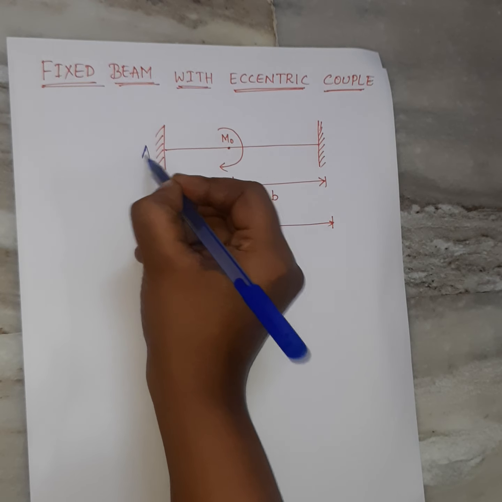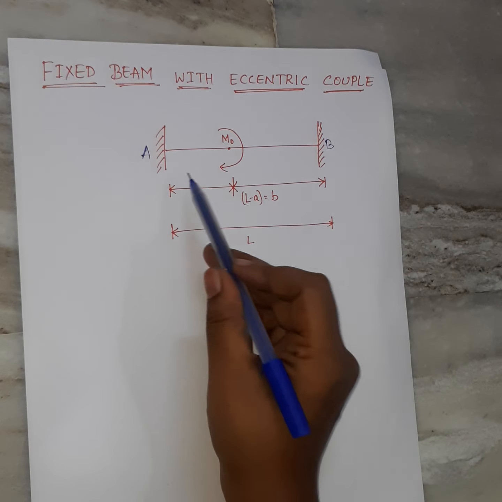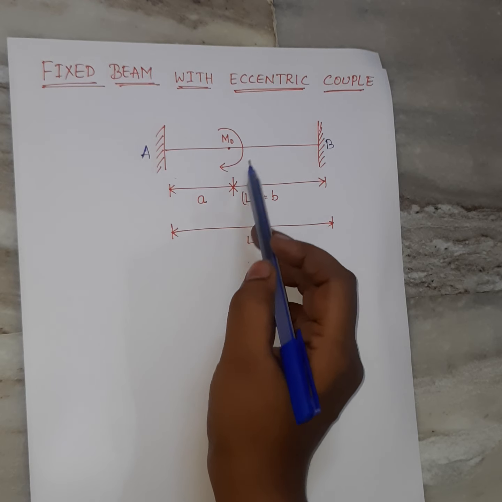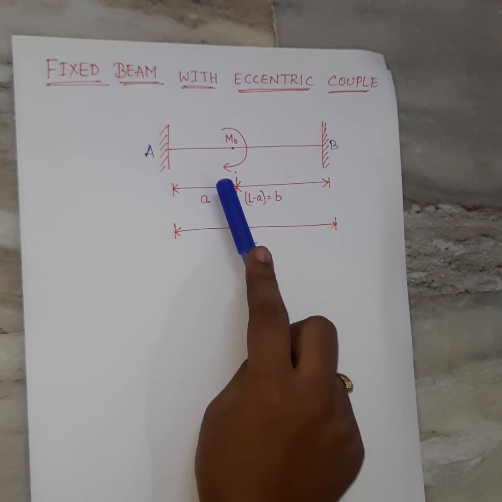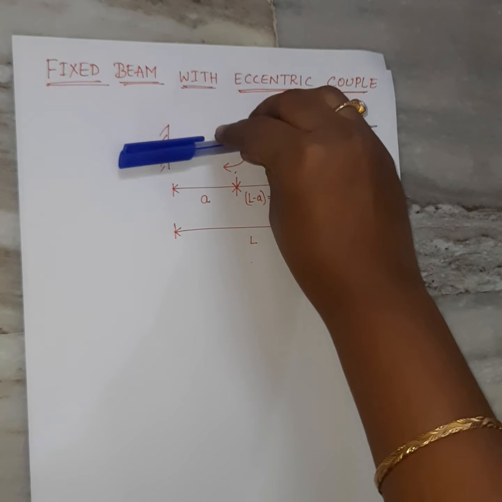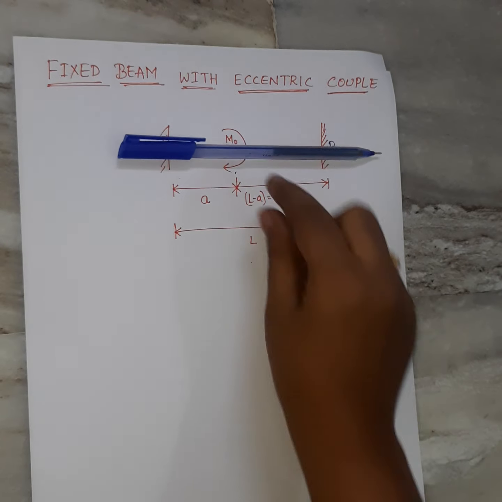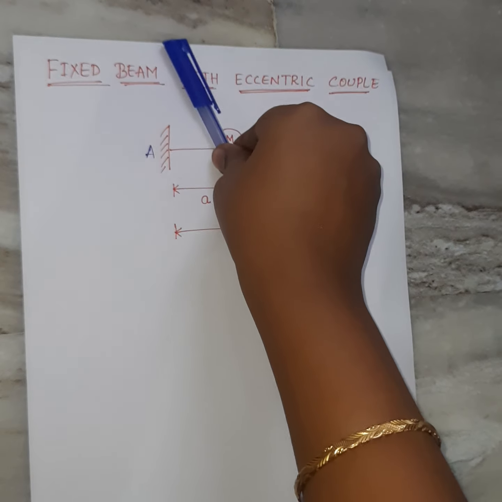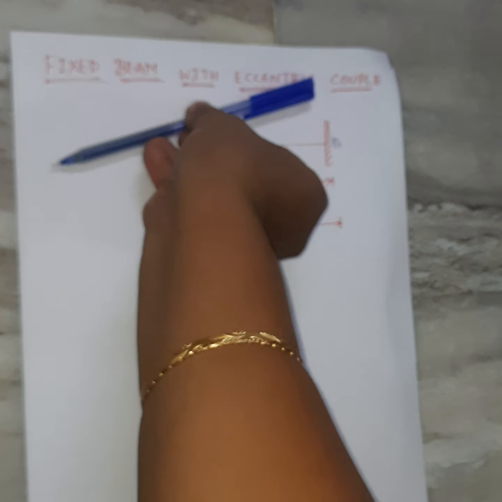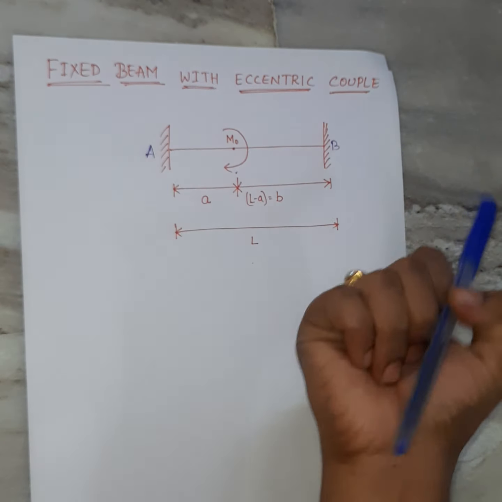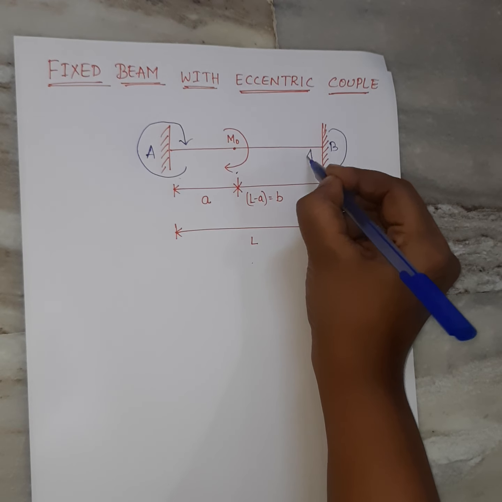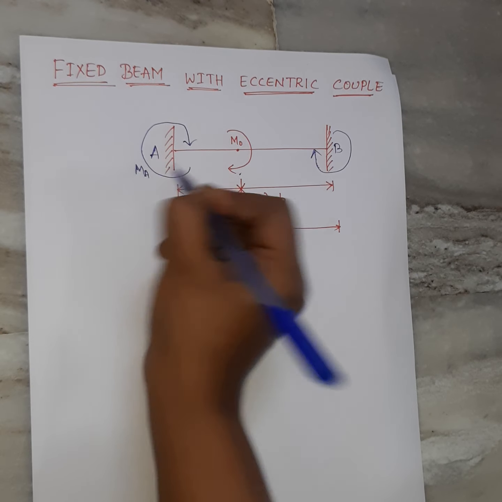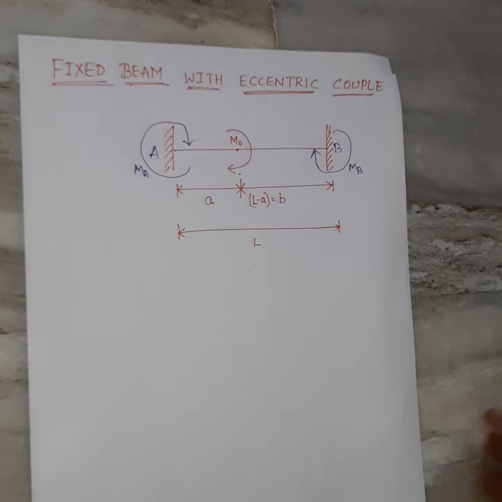See here, this is my diagram. Fixed end B, and the couple is acting with some eccentricity. By seeing this diagram, we should clearly identify how the fixed end moments will act. The couple is acting in clockwise direction. So this is my couple. When it is acting in clockwise direction, the fixed end moments are also acting in clockwise direction, right? This is my moment at A and this is my moment at B.